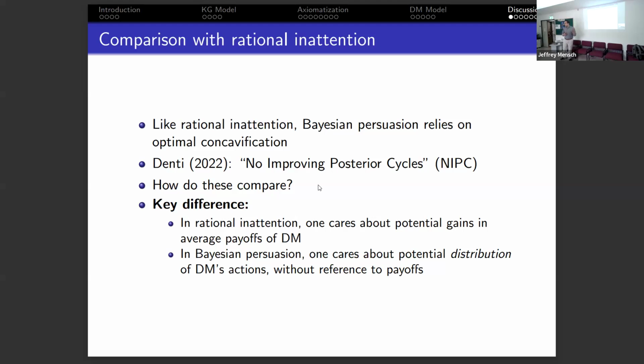In Bayesian persuasion, the sender doesn't really care about the decision maker's payoff. All they care about is the distribution of signals in order to maximize their own payoff, which is not part of the data set available to the analyst. So because there are these different things in terms of what they care about, that will have different implications in terms of the set of data sets that are consistent with the respective hypotheses.